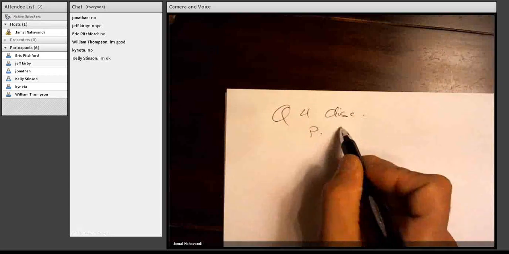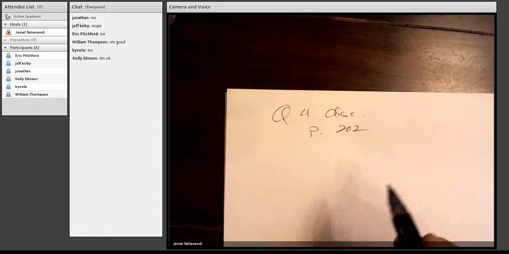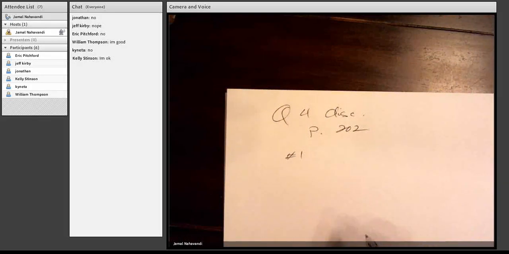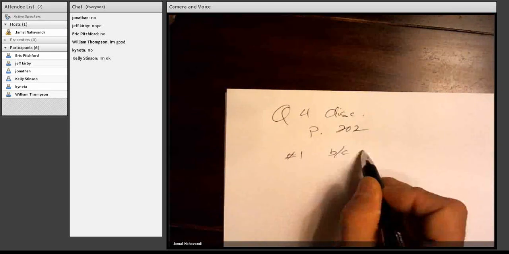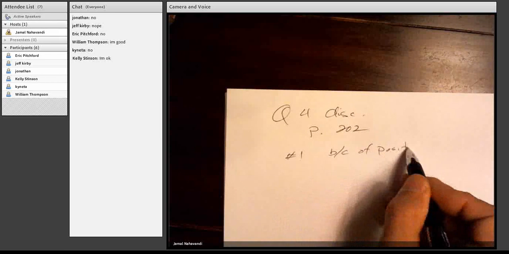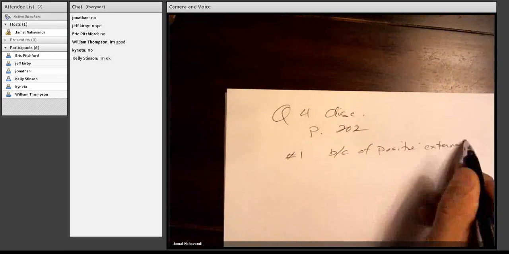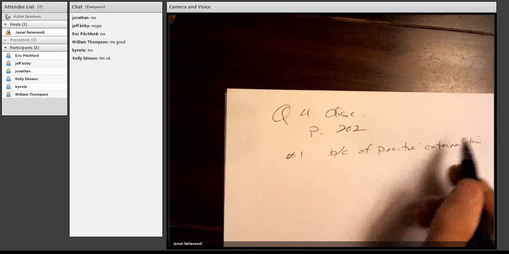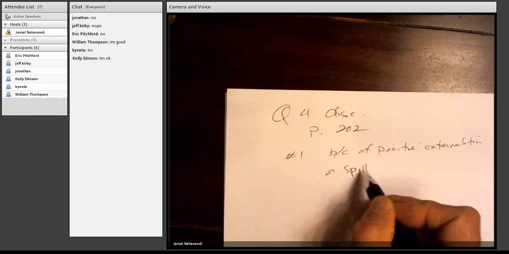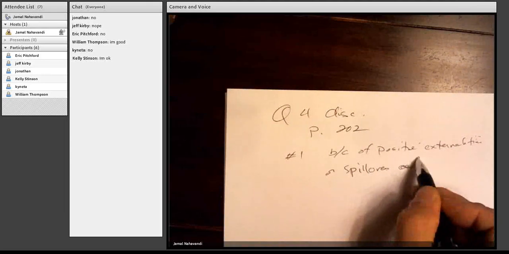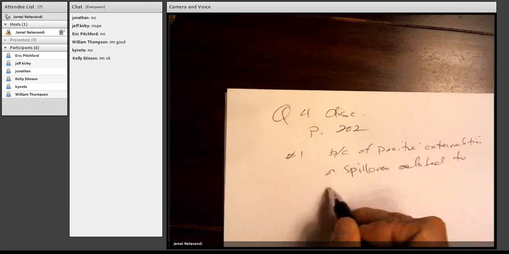Page 202. Question number 1. Why should taxpayers subsidize public colleges and universities? I just answered that question. Because of positive externalities or spillover related to education.